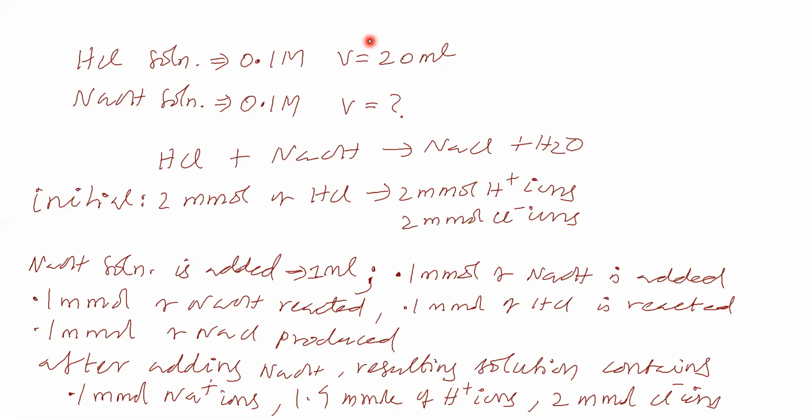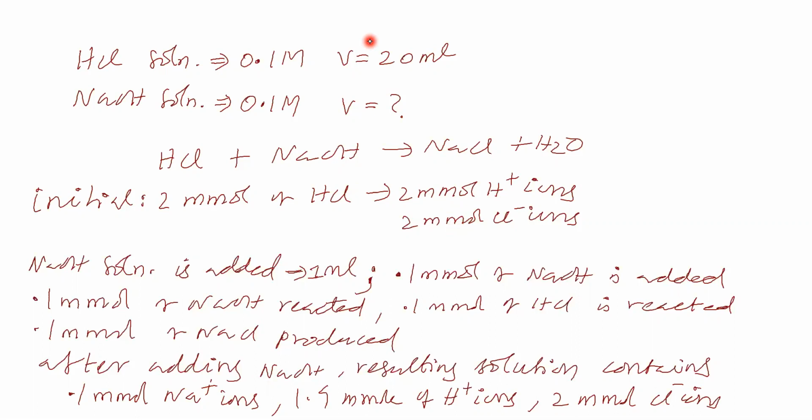Now we have to compare the molar conductivity of the initial solution and of the resulting solution after adding sodium hydroxide. Initially 2 millimoles of Cl minus ions are there. After adding sodium hydroxide, 2 millimoles of Cl minus ions are there. So with respect to Cl minus ions, there is no change.